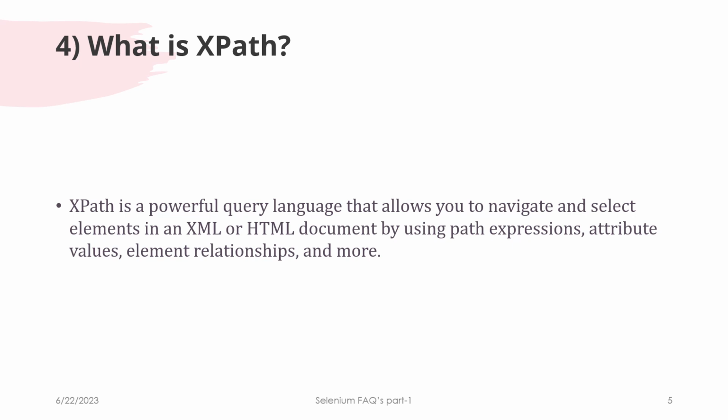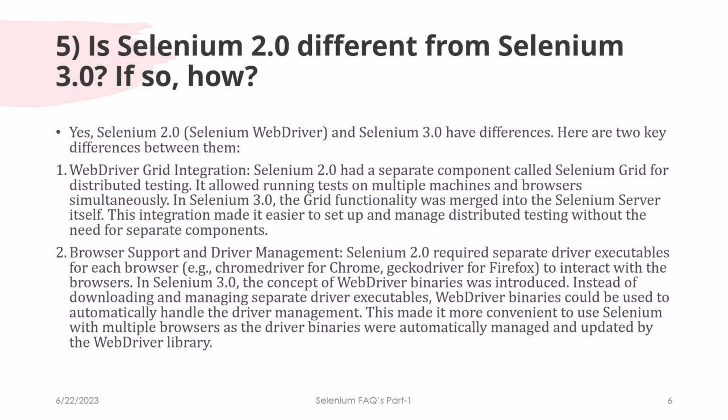XPath is a powerful query language that allows you to navigate and select elements in an XML or HTML document by using different path expressions, attribute values, element relationships, and more. There are different kinds of expressions we can use with XPath. So there is absolute XPath and relative XPath. These are the different XPaths. And yeah, we'll go to the next question.